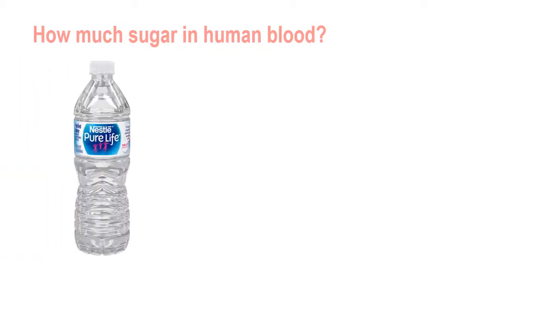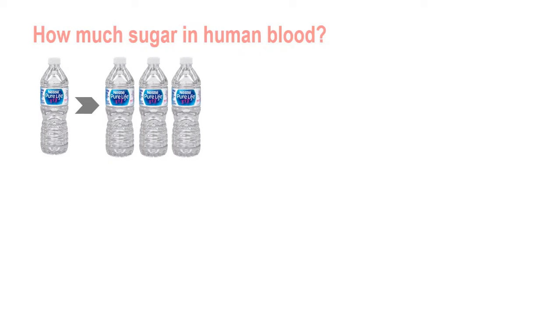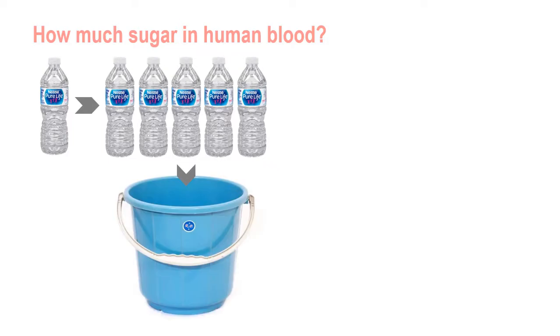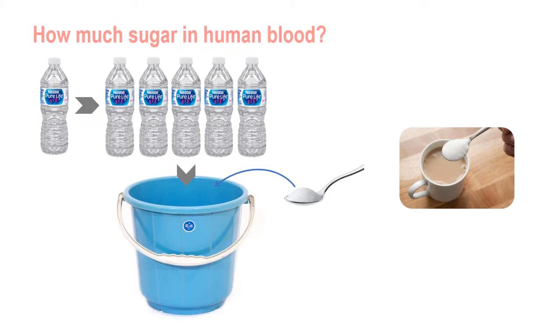This is 1 liter water. Let's have 5 liters, so let's get 5 bottles. Let's put 5 liters of water in a bucket. Now to it, let's add 1 teaspoon sugar. Now how sweet will this 5 liters of water taste? Barely. It will be so dilute, isn't it? After all, we put 1 teaspoon sugar in 1 cup of tea. 1 teaspoon sugar is roughly 4 grams.